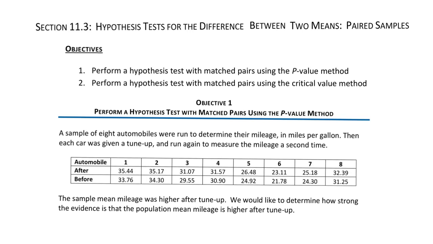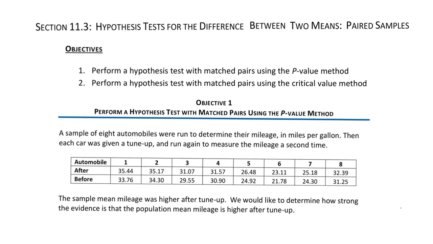Does tuning a car engine improve the gas mileage? A sample of 8 automobiles were run to determine their mileage in miles per gallon. Then each car was given a tune-up and then run again to measure the mileage a second time. The results are presented in this table. The sample mean mileage was higher after tune-up. We would like to determine how strong the evidence is that the population mean mileage is higher after tune-up.